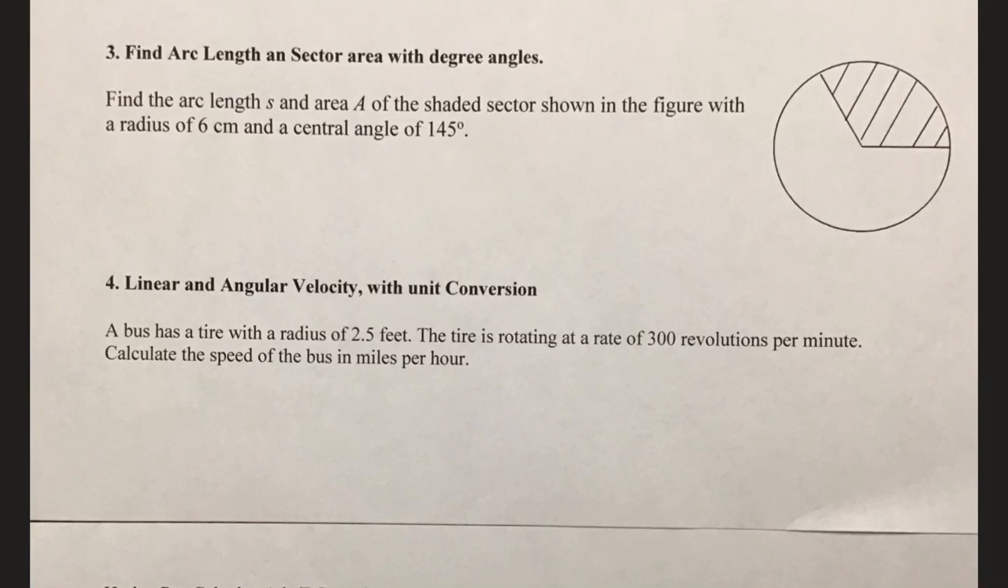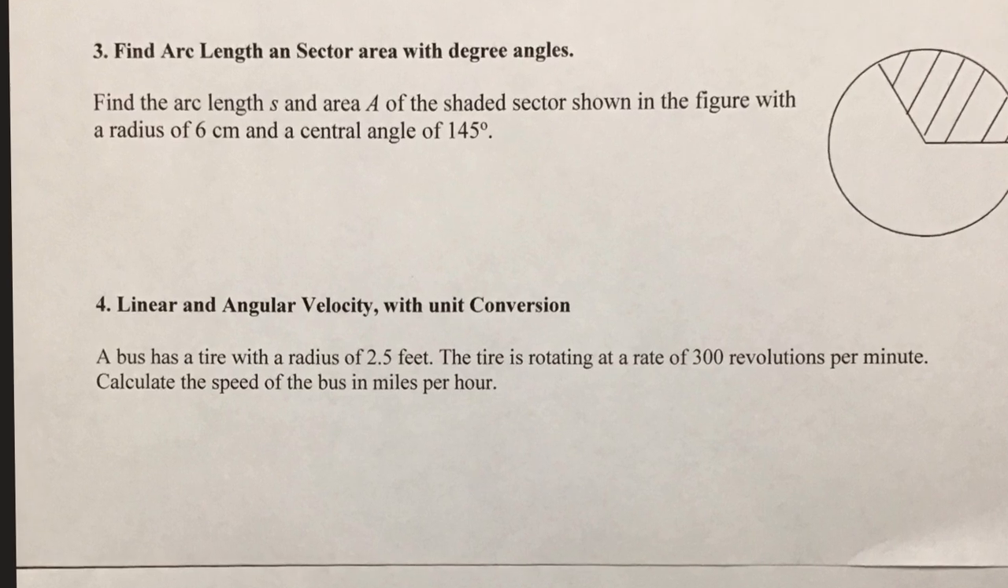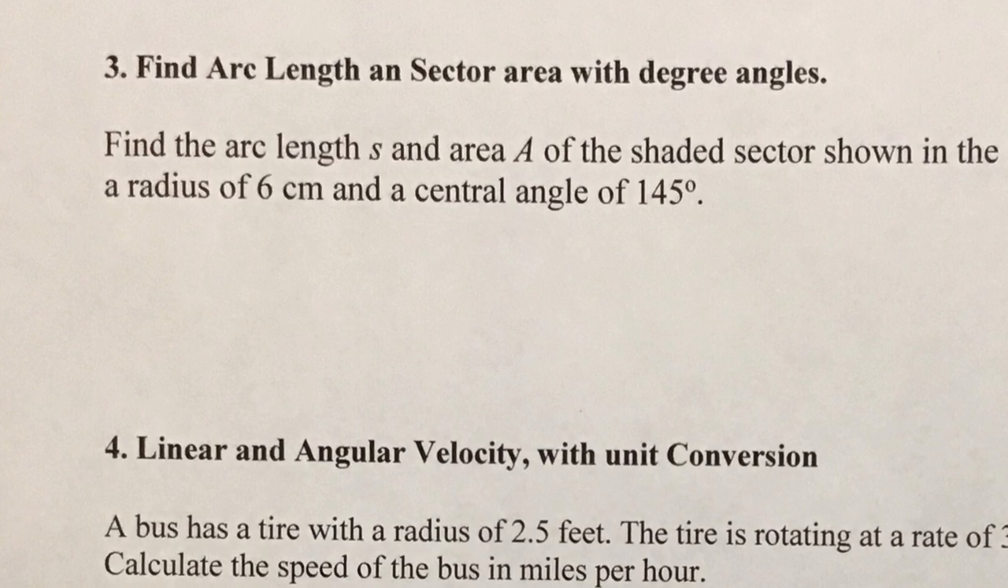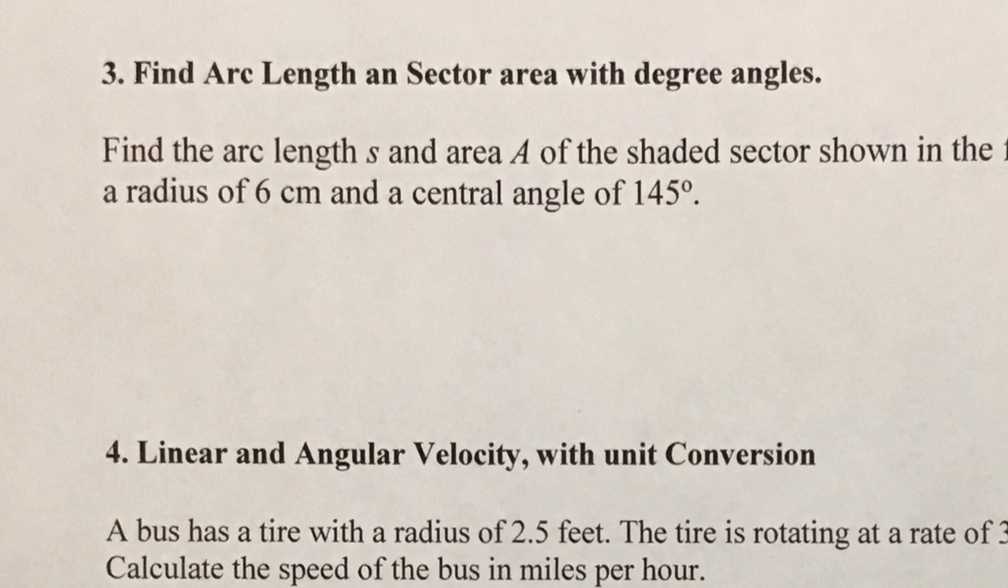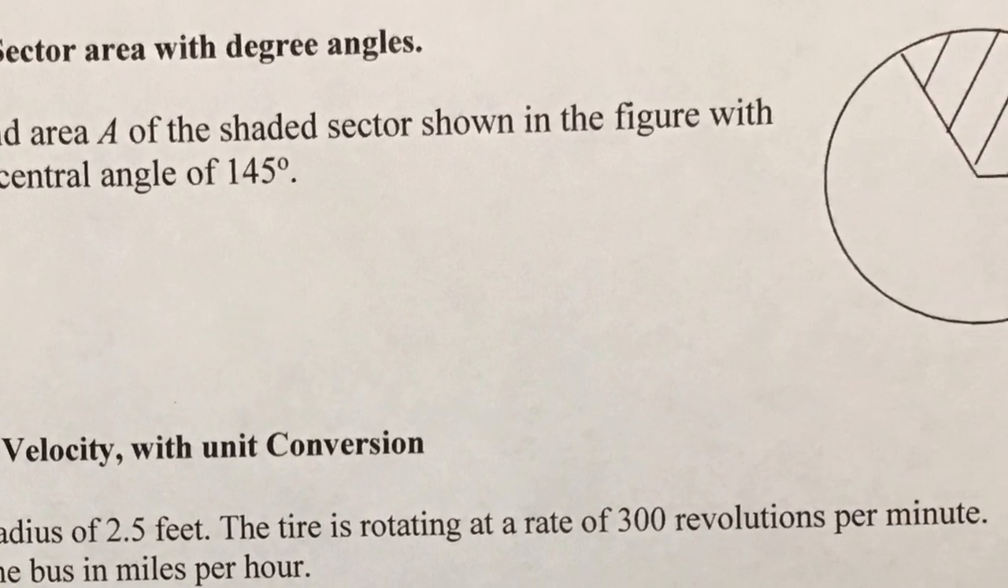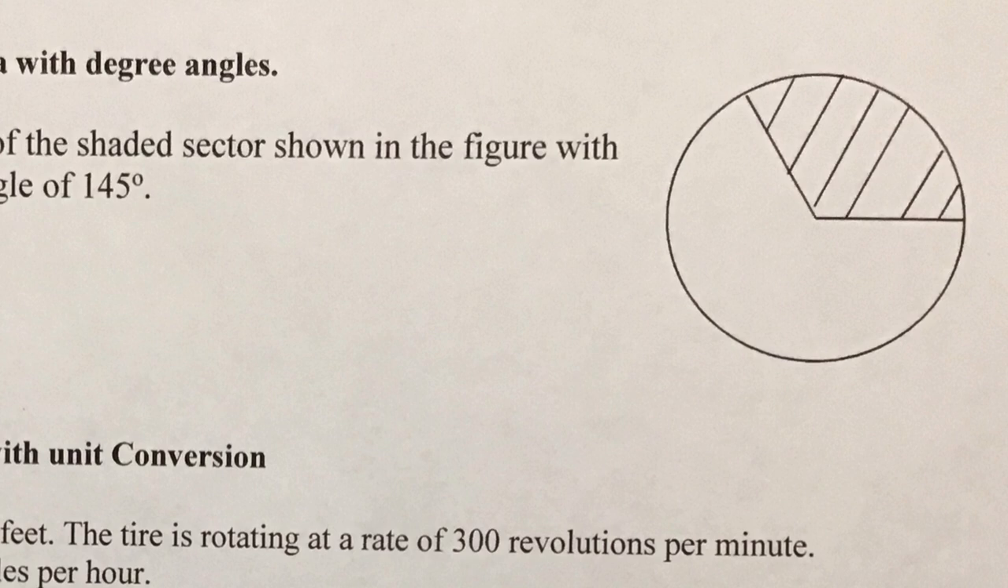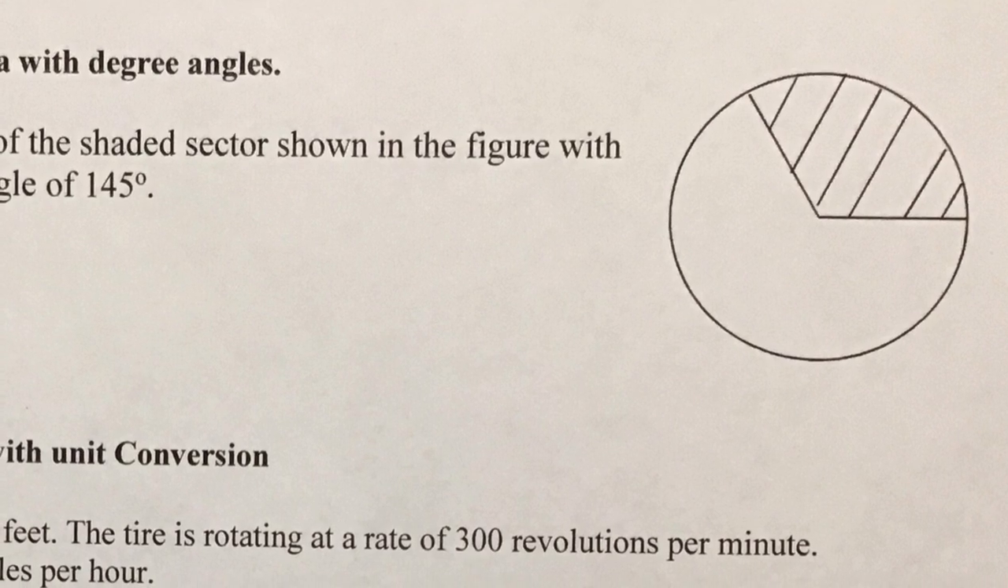Okay, our next sections are about arc length and sector area, and then our unit conversion with linear and angular velocity, right? Something that a lot of you struggled with was the unit conversion. So we're going to find arc length and area of the shaded sector here, right? So we have a circle, we have a radius, we need to know the radius, which I think we're going to be given, and we need to know the central angle in order to find these things out.